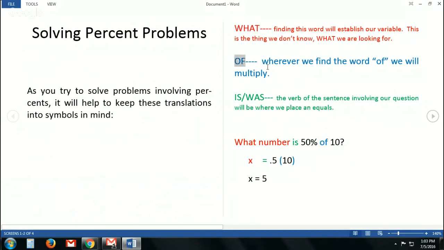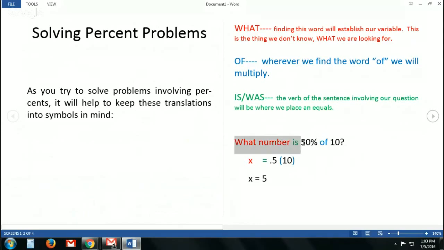Of. This means to multiply. When we find the word of, we'll multiply. The verb of the sentence that involves our question will be where we place an equals. Usually for us, that will be is or was. Now, knowing these translations will help us to solve problems like the one that is here.